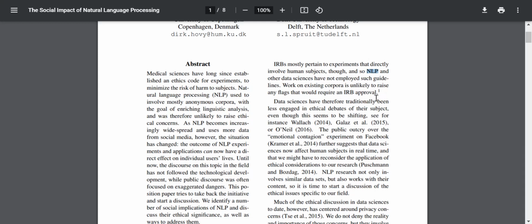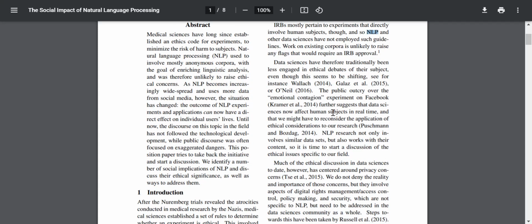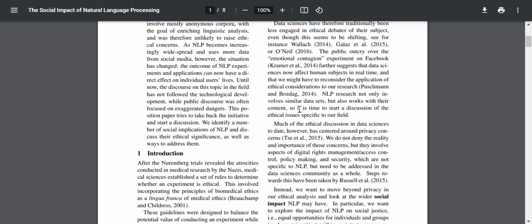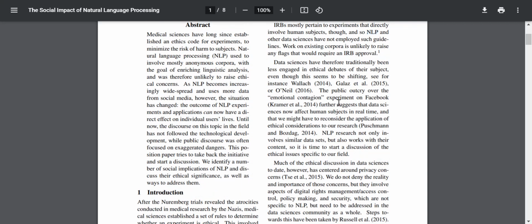So data sciences have therefore traditionally been less engaged in ethical debates of their subject, even though this seems to be shifting. So they refer to some papers. The public outcry over the emotional contagion experiment on Facebook further suggests that data sciences now affects human subjects in real time, and that we might have to reconsider the application of ethical consideration to our research. Natural language processing research not only involves similar datasets but also works with their content. So it is time to start a discussion on the ethical issue specific to our field. Alright, so what you're trying to say is now the natural language processing based models that are developed and deployed, they have some effect on the end users as well.